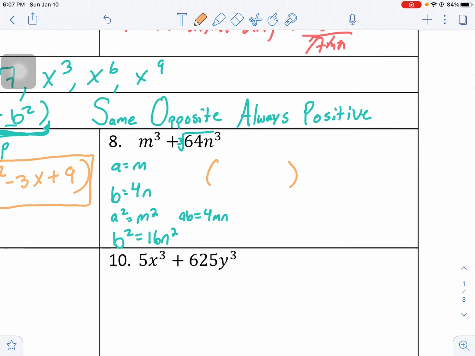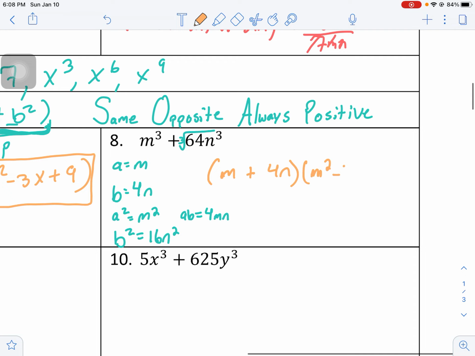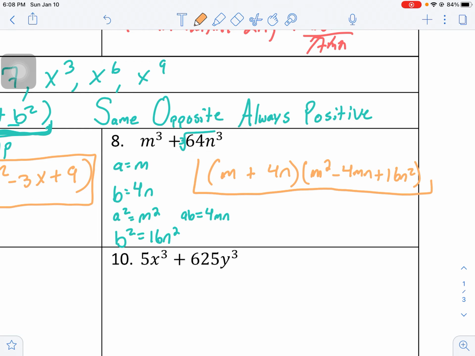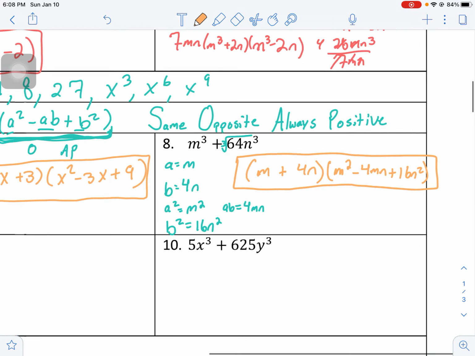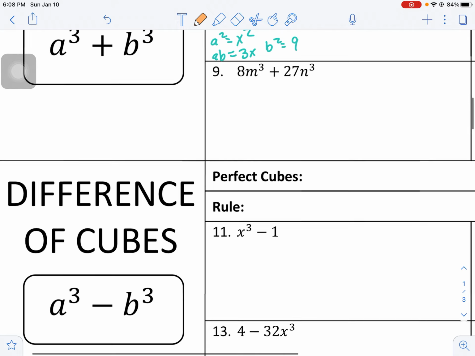So then if we're going through this, we know A and B goes in front, so m and 4n. It's a sum of cubes, so same sign means plus. Now we have our A squared, so that's m squared. Now we have the opposite sign, so minus, and then AB is next, so 4mn. And then always positive, so plus sign, and then our B squared goes on the end, so 16n squared. And there's our sum of cubes again.